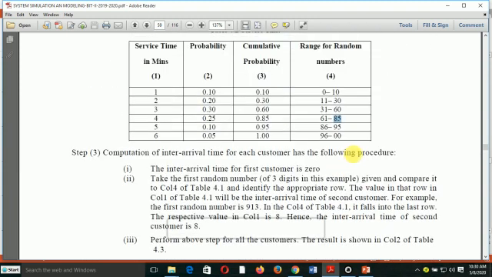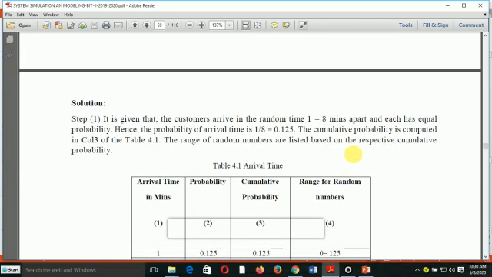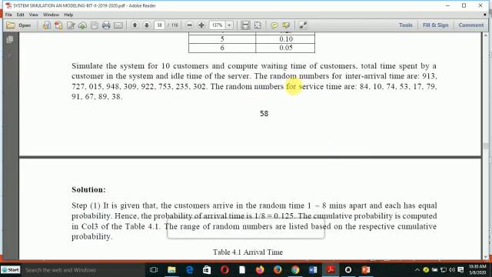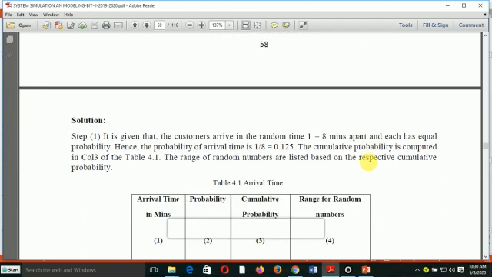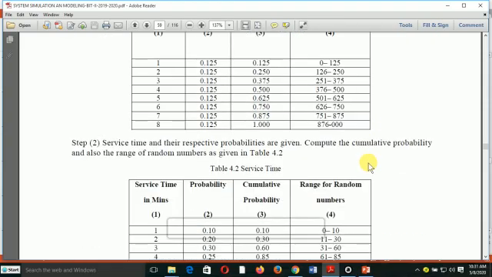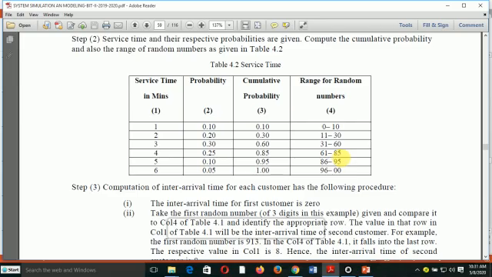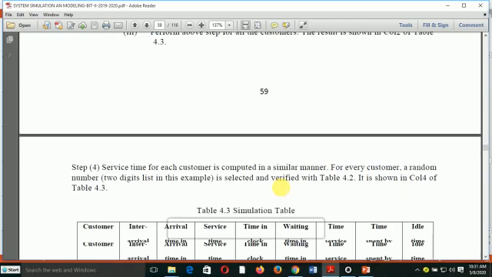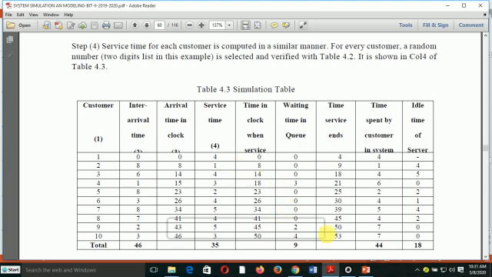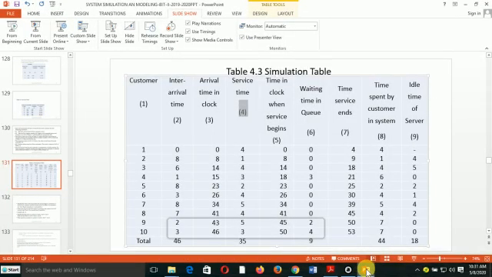Let's check the service table. The random number for the service time of the first customer is 84. We are going to check its range in table 42, the service time table. We see that 84 is in between 61 and 85. So we take the service time in column 1, which is 4, and we put 4 for the first customer.